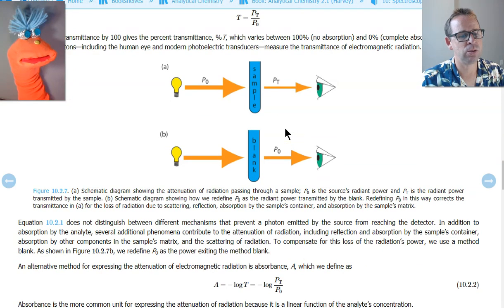And then you can also take the negative log of that fraction, which is between 1 and smaller, and the negative log of that fraction will equal absorbance. And because in PT over P0 the units of intensity drop out, that's why we say that absorbance is a unitless value.